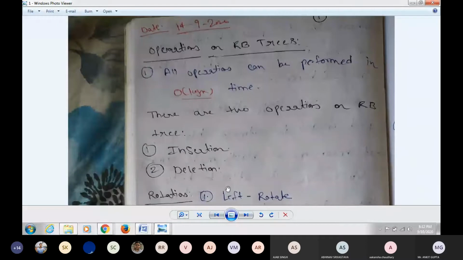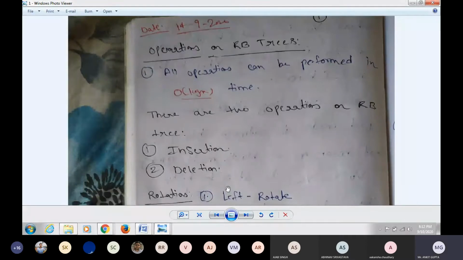Okay, and what is the black height? Black height means if suppose you start from any node, then you have to count the number of black nodes down to the leaf node, to the nil node. Okay, you have to count the number of black nodes to the nil node. It is called the black height of the tree.